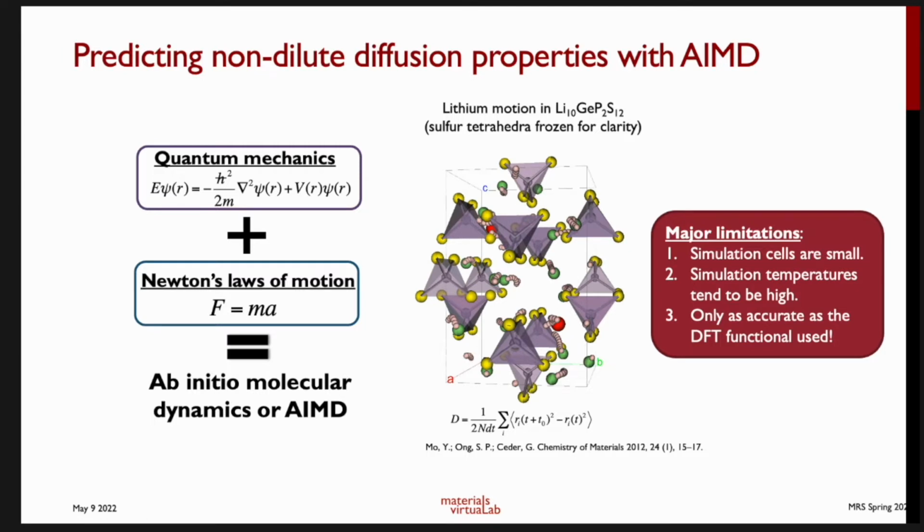And of course, being that we are doing AIMD, it depends on the accuracy of the DFT functional that you use. And by default, we choose the cheapest functional that we can get away with, which is PBE.